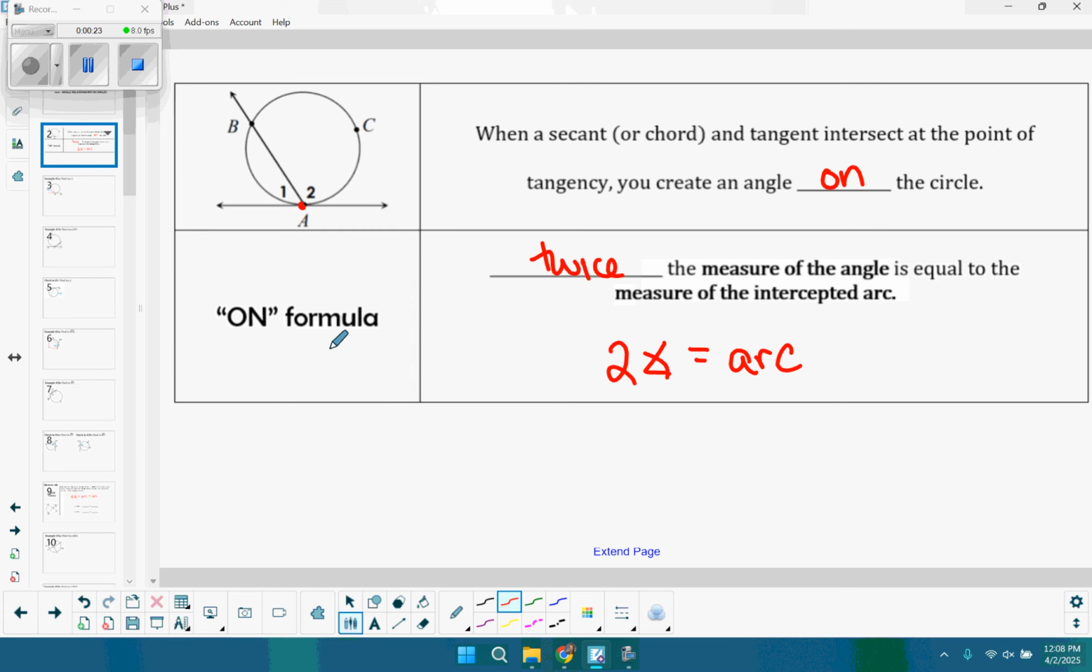So the formula is going to be the same as before. Our formula will be twice the measure of the angle is equal to the measure of its arc. So 2 times angle equals arc. The only difference is we now have 2 angles in the picture and 2 arcs in the picture. So angle 1 belongs to this arc AB, and angle 2 would have belonged to this arc BCA. So we have to make sure we're using the correct angle with the correct arc.